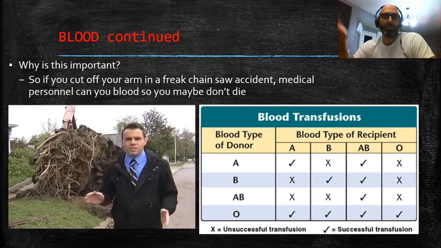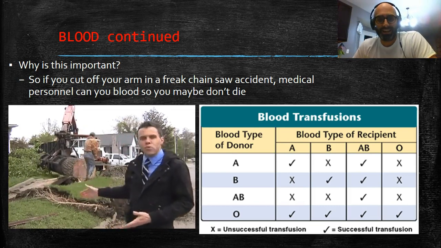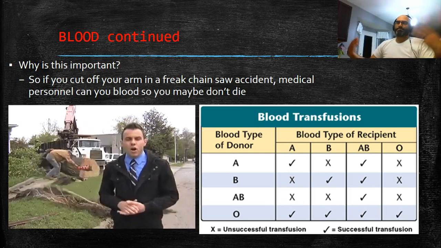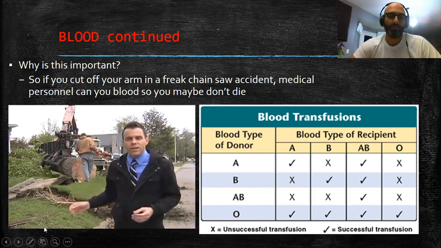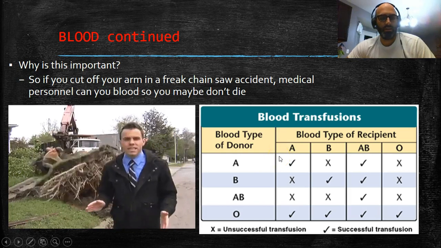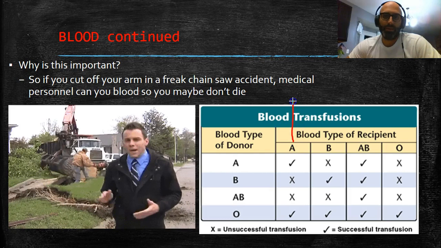Well, let's just say you cut your entire arm off. To keep you from bleeding to death, they are going to continually give you blood. Based on your genotype, you can only have certain types of blood. So in that instance, let's say you go to the hospital and you find out that you are in fact blood type A.